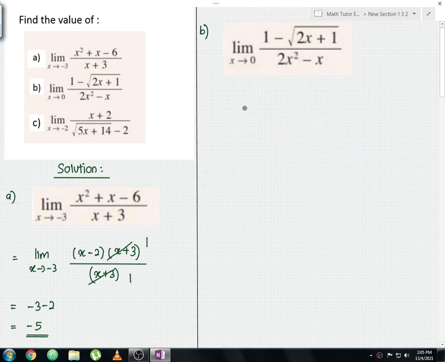Okay, so we're going to use the conjugate method to solve this limit question which involves the surd. Okay, so from here let us start to solve this question. So from here, limit x approaches 0, 1 minus square root 2x plus 1. Okay, the conjugate of this expression will be 1 plus square root 2x plus 1. Okay, let me underline the square root.